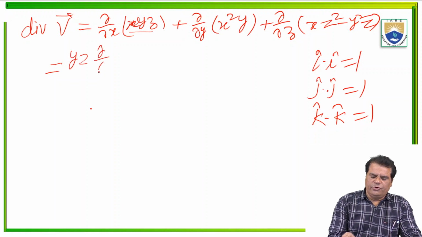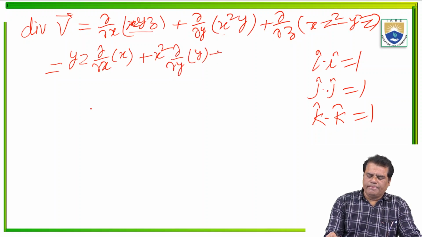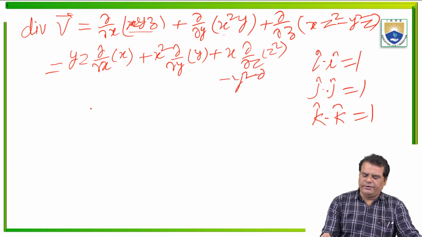Differentiation of ∂/∂x with respect to x, plus here y differentiating with respect to y. So this function, x square, is constant: ∂/∂y of y. Plus here x is constant, ∂/∂z with respect to z of x square, and y square is constant, minus y square ∂/∂z of z.